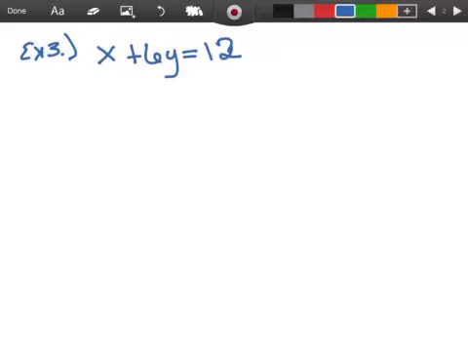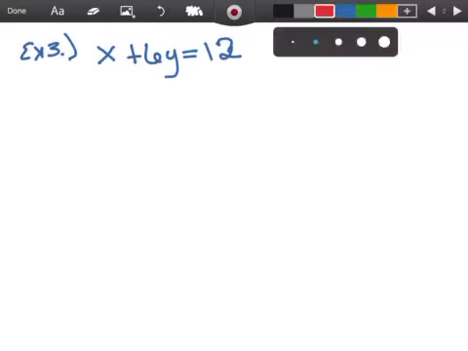Okay? Problem is, you cannot do anything unless your problem is in y equals form. So as this example sits, x plus 6y equals 12, I can't do anything with it right now. I couldn't pick out the slope for you. I couldn't pick out the y-intercept. I couldn't pick out anything because this is not in y equals form. So what do we have to do first? Exactly. We have to solve this for y.